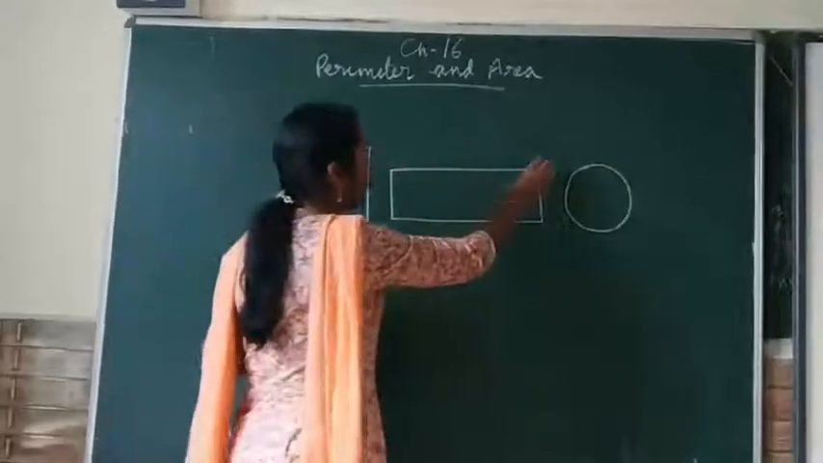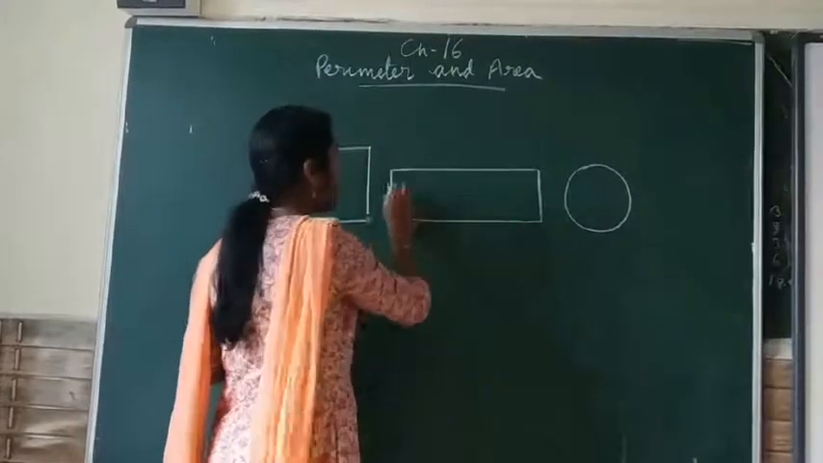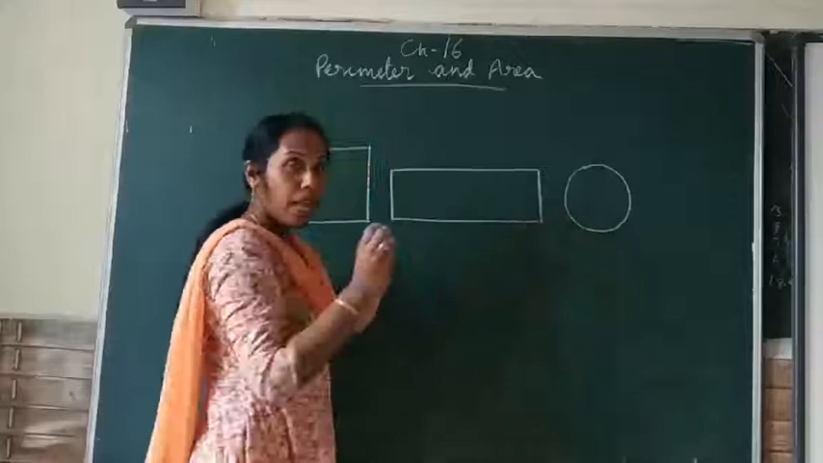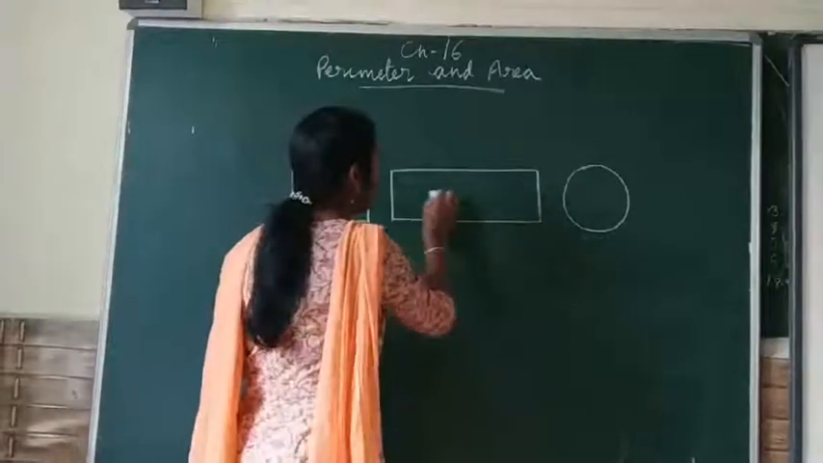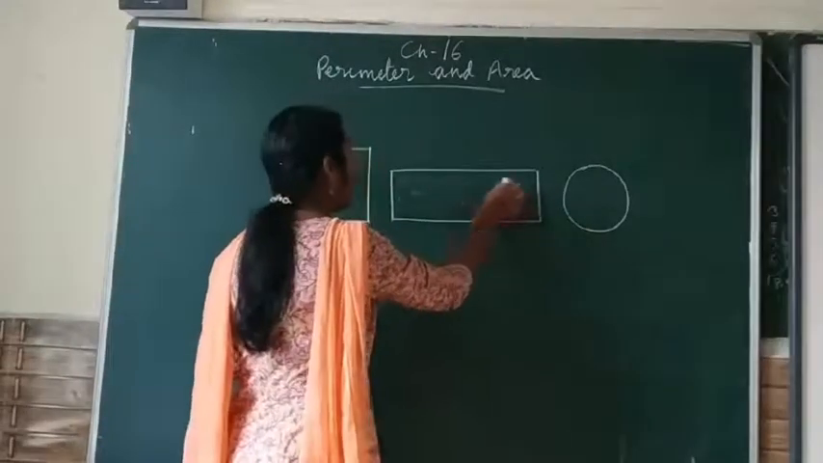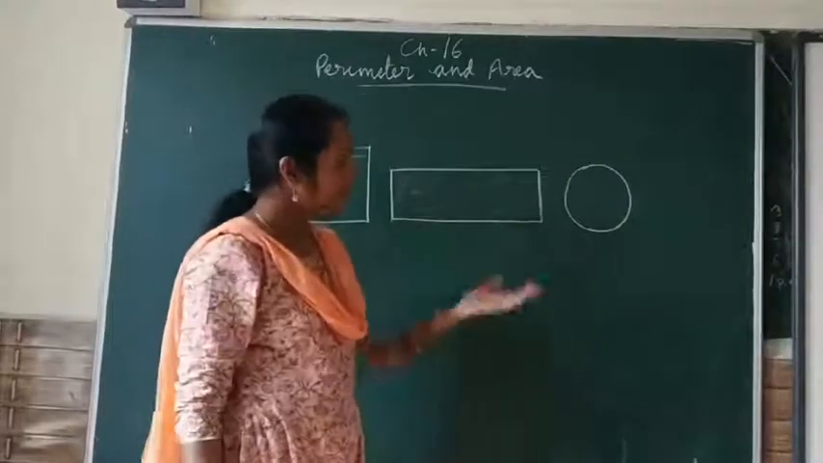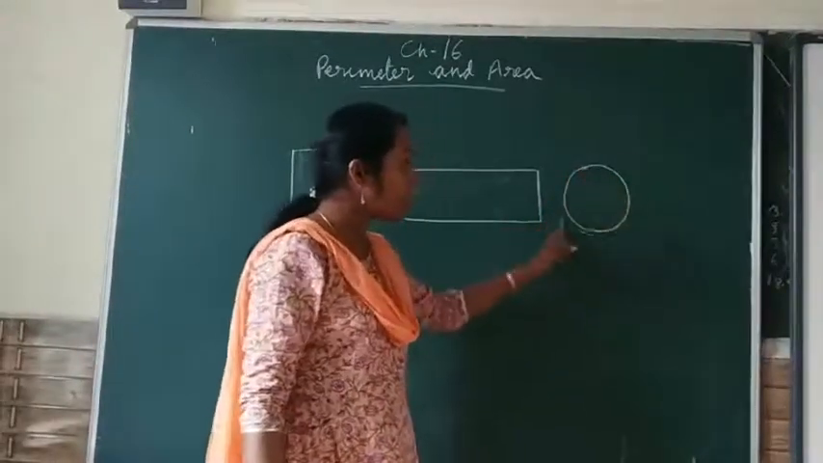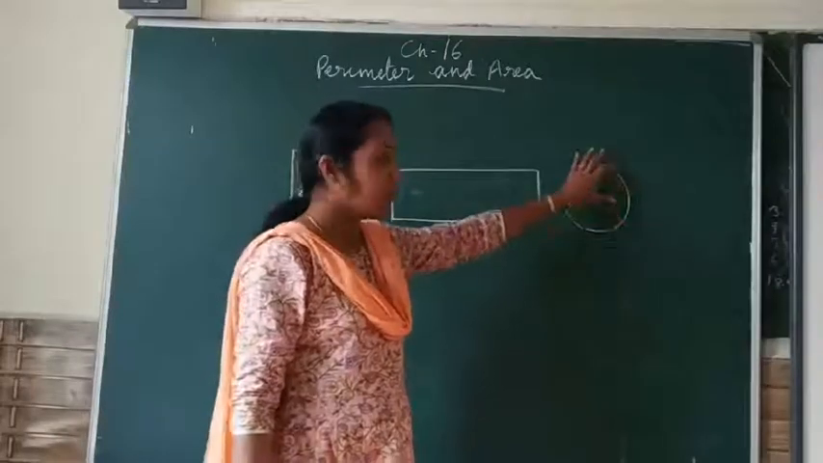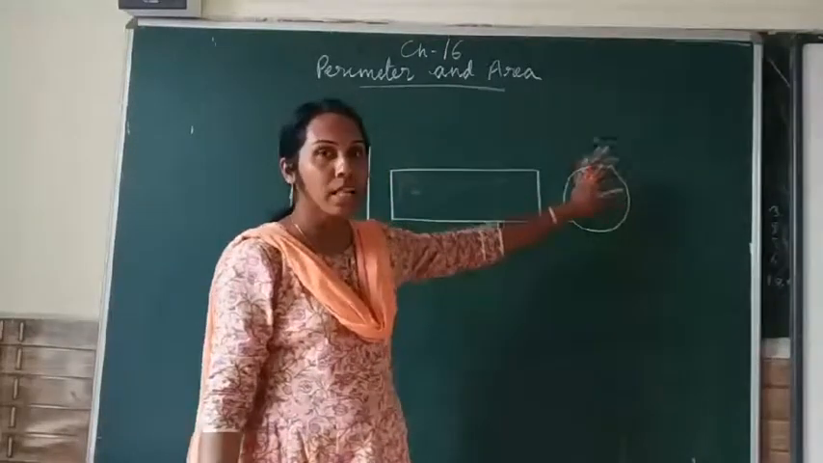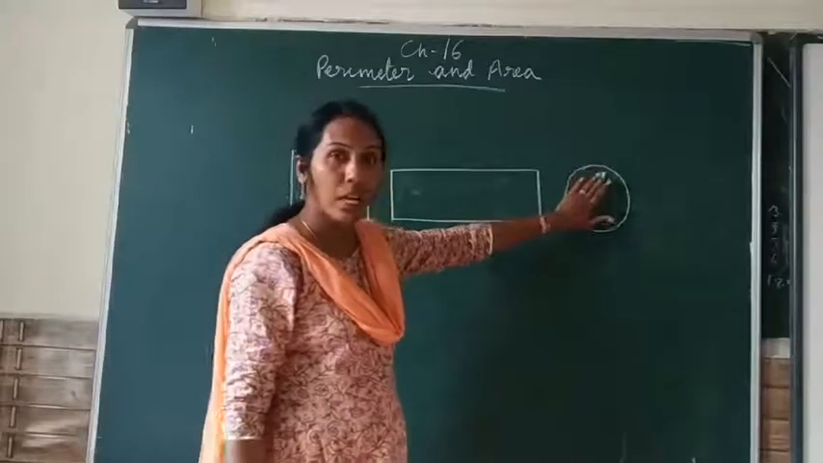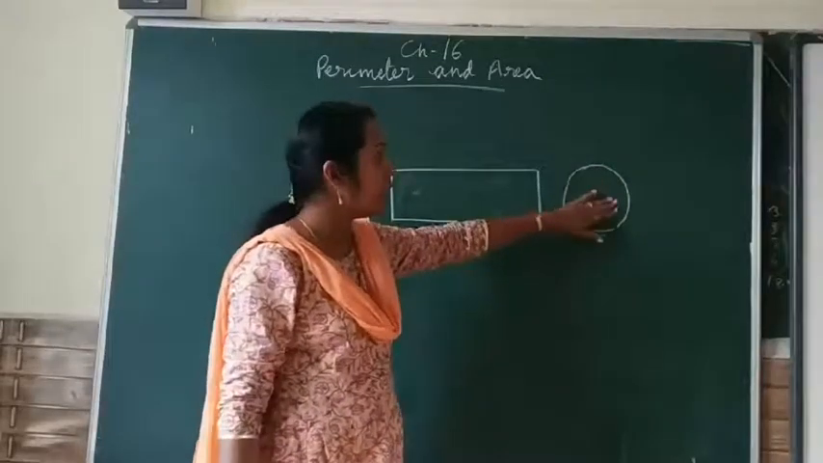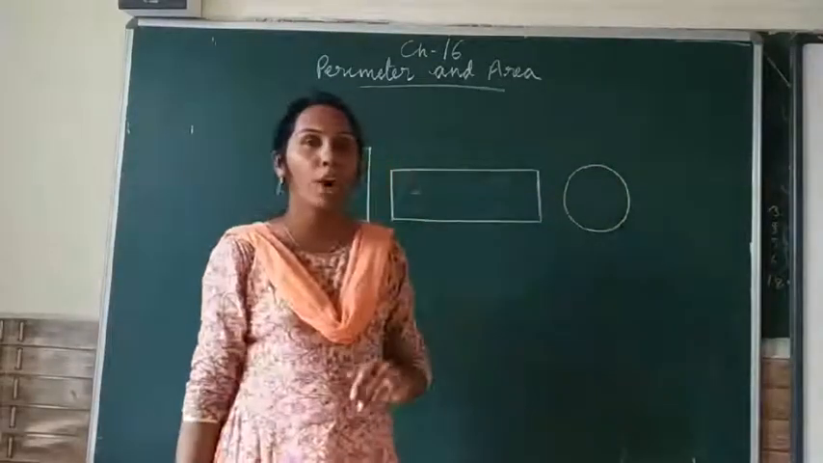Perimeter means sum of all these sides. This is the perimeter, whereas area means this total part. This total is the area of this rectangle. In the case of circle, the length of this closed curve is the perimeter, or we can call it the circumference, and area means the inner part of the circle. This part totally is the area of the circle.